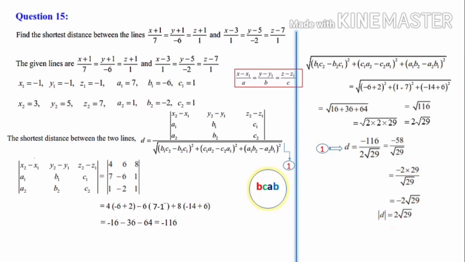So modulus of d, actually here we didn't write the modulus while writing the formula. Finally we are taking the modulus. Modulus of d is equal to 2 root 29. So the distance between the given lines is 2 root 29 units.